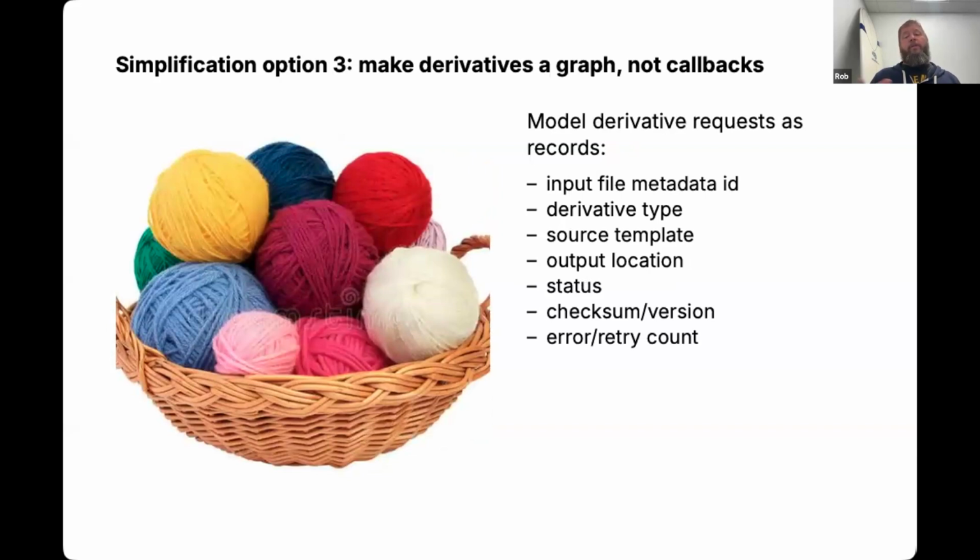Simplification step number two is to make derivatives a graph and not a callback. I would propose that we take the pluggable derivatives architecture out of IIIF print and make that a first class Hyrax system. Just make that the way that the derivative process works, that it picks all of the valid ones and not just the first valid one.